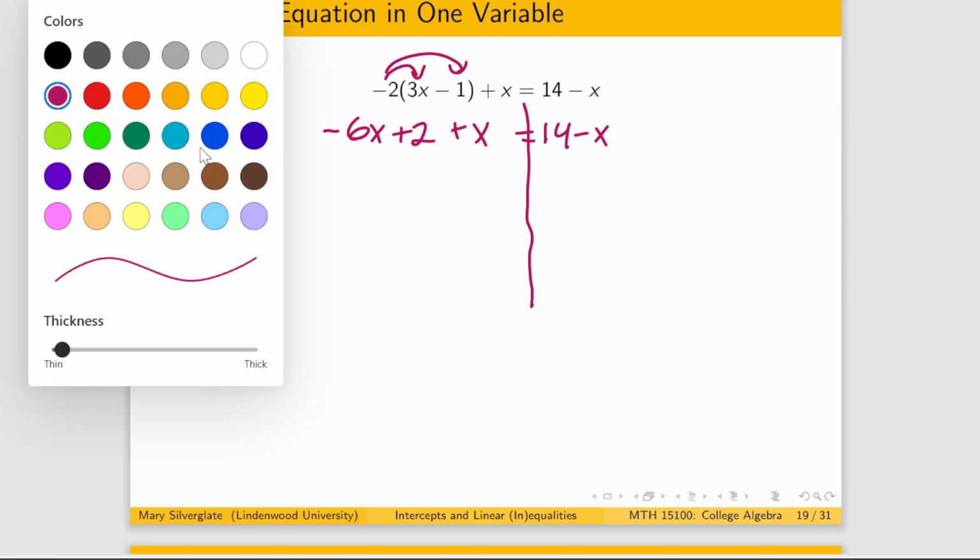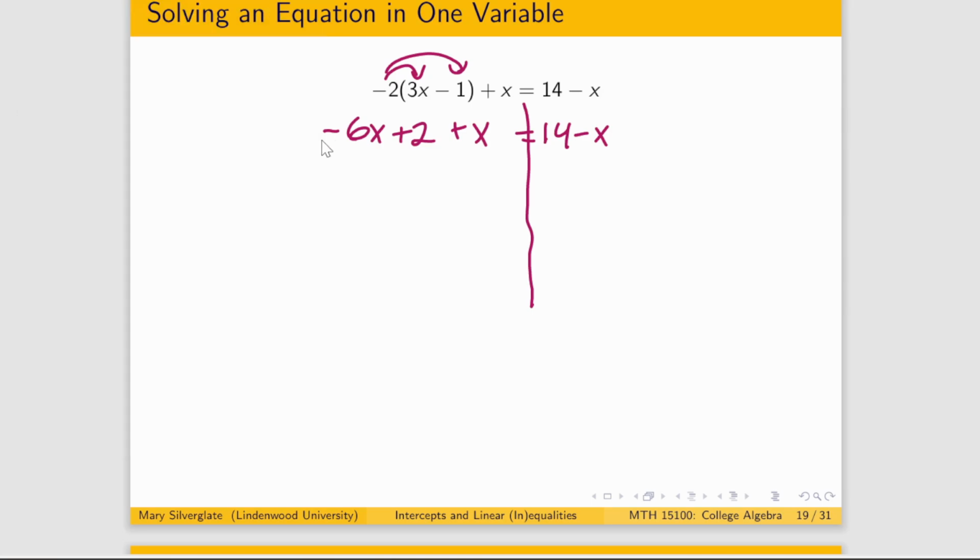Then I want to ask myself, are there any like terms here? So I noticed that negative 6x and positive x are considered like terms. Negative 6x plus positive 1x gets me negative 5x. And then I'm just going to drop down everything else.